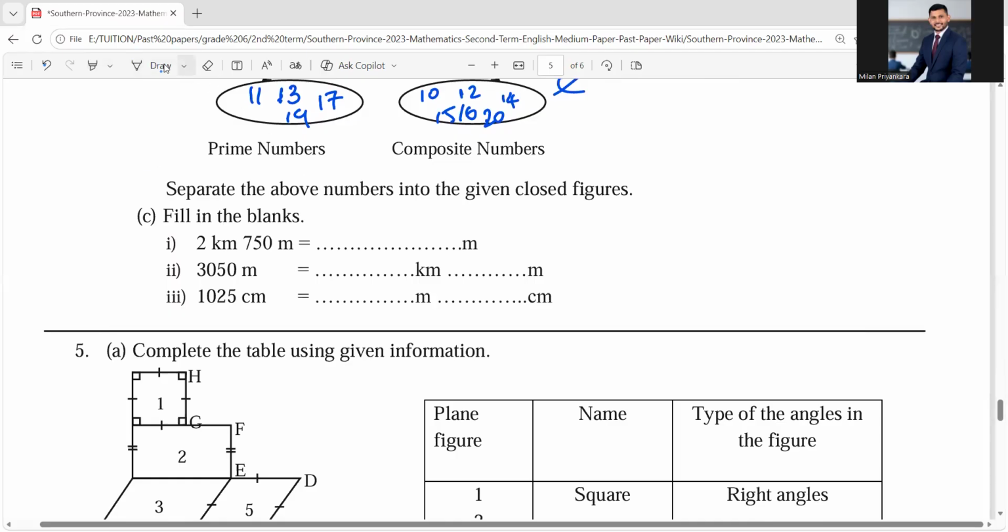Fill in the blanks. 2 kilometers, 750 meters is equal to how many meters? 2 means 2000 plus 750. Then it should be equal to 2750 meters. 3050 meters is equal to 3 kilometers and 50 meters. You know, 3000 is 3 kilometers. 1025 centimeters. That means you can take 10 meters and 25 centimeters. 10 meters means 1000 centimeters.